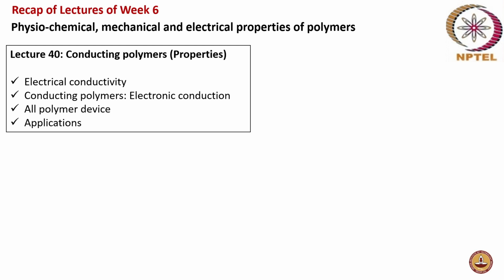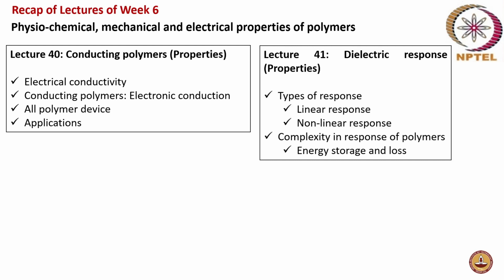And what causes conduction in polymers? Again, you have the delocalized electron due to the presence of alternate single and double bonds. Due to conjugation there is an electronic conduction. So you have the delocalized electron due to alternate single and double bonds, which is nothing but a conjugation. So that was discussed. And then lecture 41 was on dielectric response.